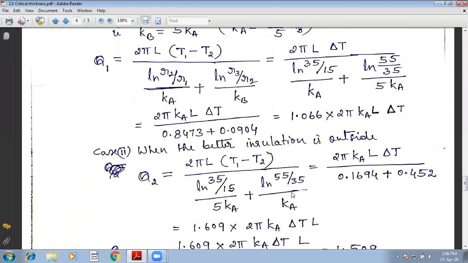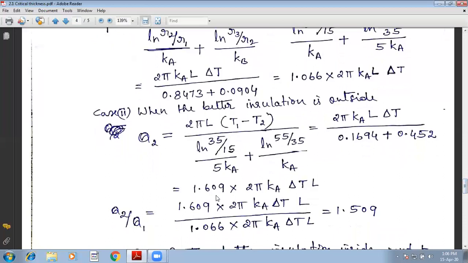Now the Ka is outside. The material A is placed outside. Here material B is placed inside. It should be Kb. The next step is Kb is nothing but 5 times of Ka. That has been taken directly. Now if you substitute the values, you will be getting 1.609 into 2 pi Ka into delta T multiplied by L.